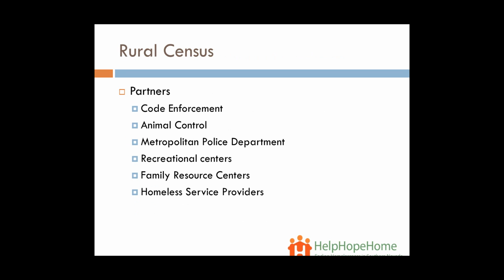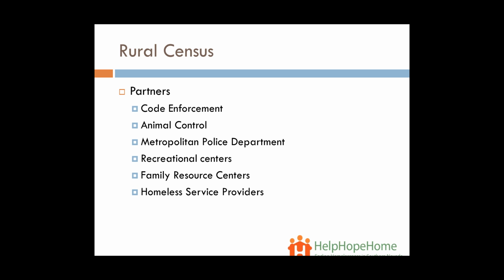So our rural census then takes place later the next morning. This is our very rural areas. We have a lot of small little towns and villages that are part of our rural areas, as well as vast desert and mountainous areas. So we have code enforcement and animal control that help us with counting those areas. They are generally in those areas on a regular basis, and they know where the homeless tend to congregate, but they also know the areas and can get into various areas where general volunteers would not be able to.